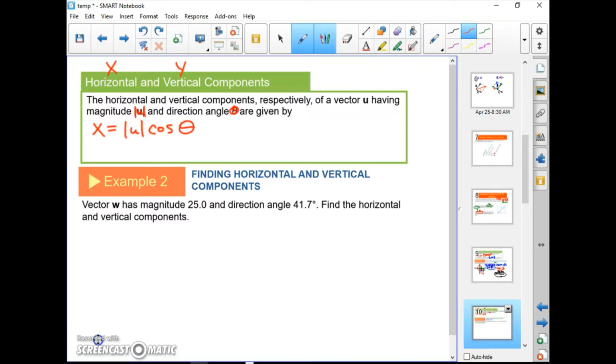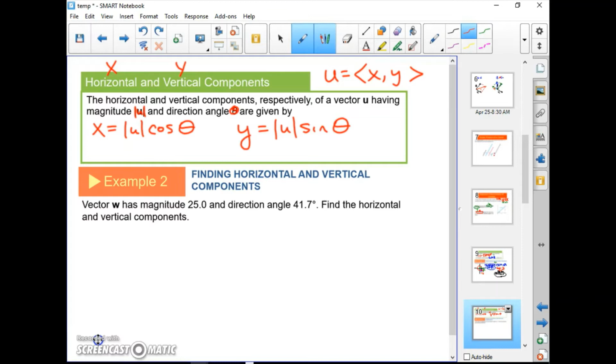So remember back all the times throughout the semester where I've said x goes with cosine, x goes with cosine. And y goes with sine. And so we've got formulas for finding the horizontal and the vertical components, or the x and the y. Because you're going to have a vector that's written in xy form, basically. That's usually what's going to happen.